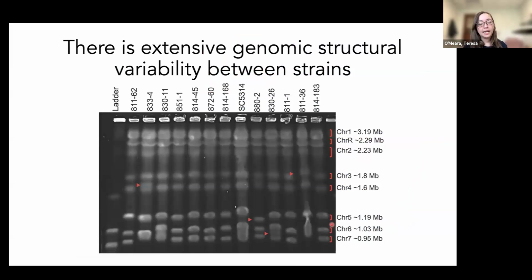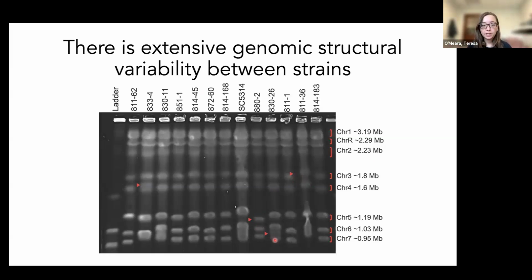Not only did we look at the sequence variation, but we also looked at the structural variation between the strains. Here what I'm showing you is a chromosome CHEF gel. We're separating out all the different chromosomes. We have our SC5314 reference here, and we've marked where we think the chromosomes should be based on that reference. And I've indicated with some of these arrows where the sizes don't really match that SC5314 reference.